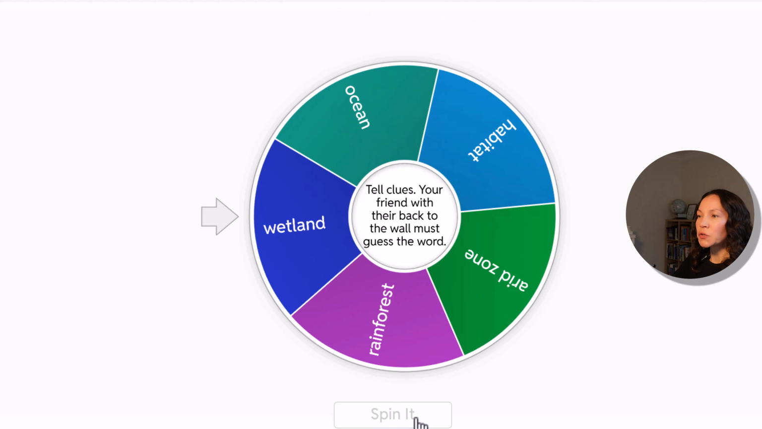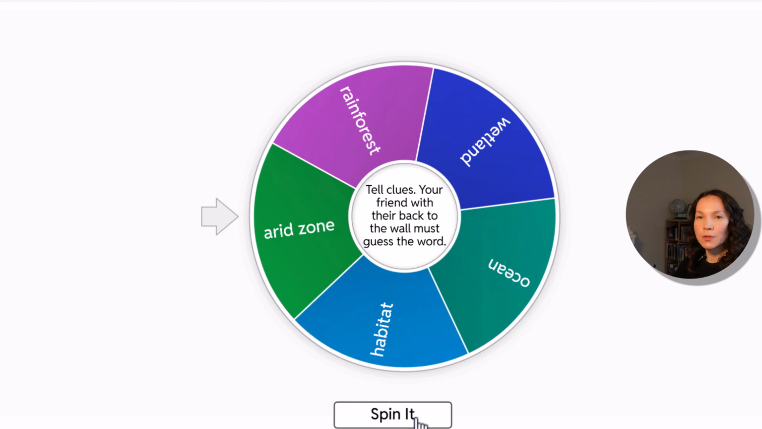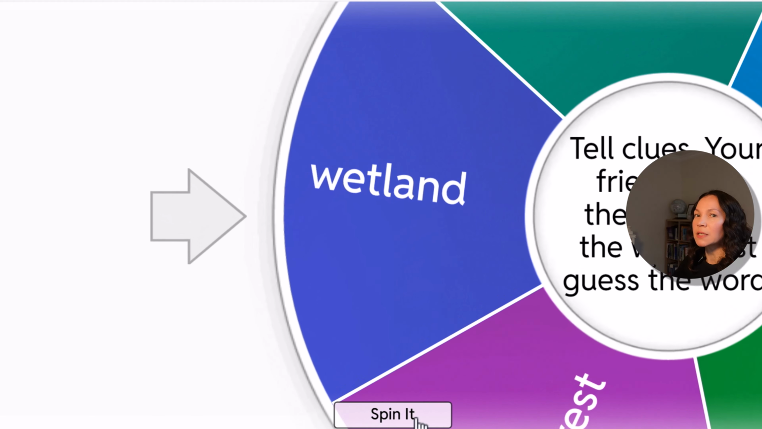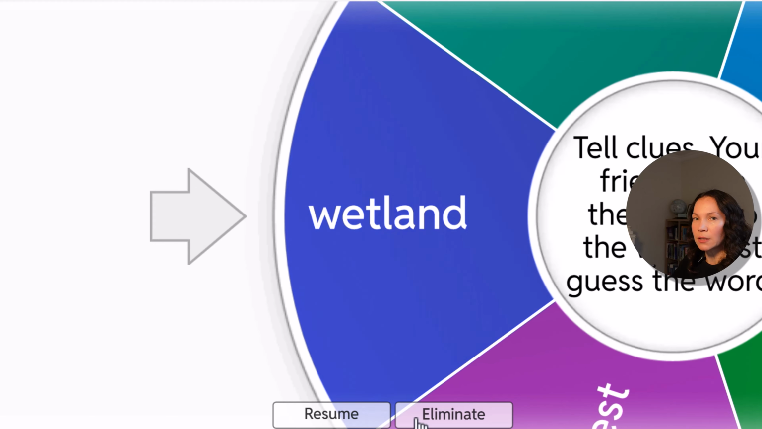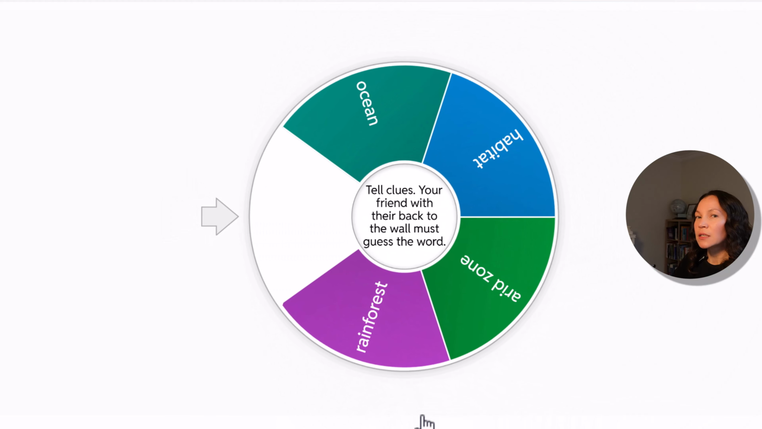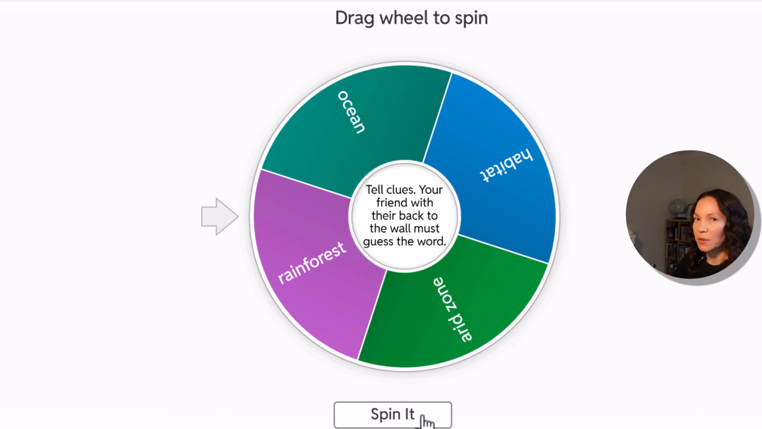So students are not allowed to say the habitat, but they must give clues to the student so that the student guesses what this habitat is. So they might say something like, it's hot there, emus live there, and the student who is guessing the habitat should say, is it an arid zone?